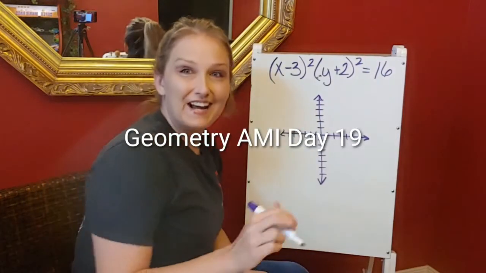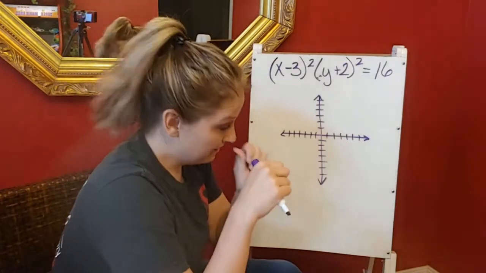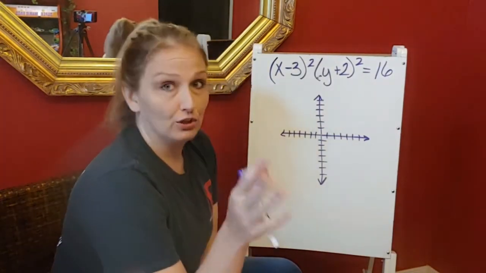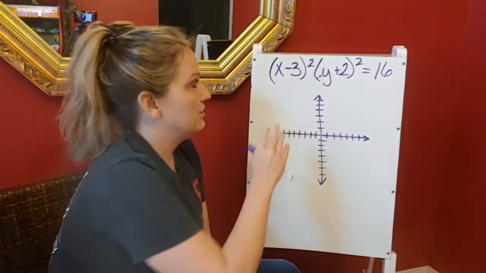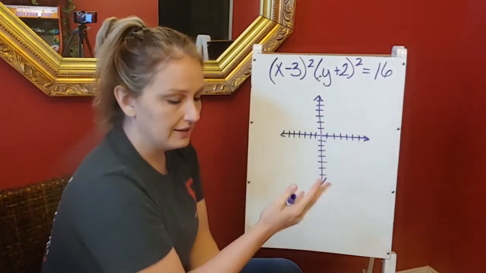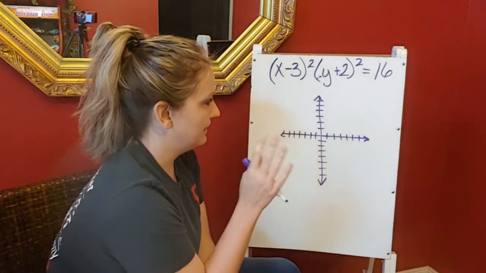Geometry. Welcome to day 19 of your AMI packet. We are almost done with these videos. We are so close. But today we're talking about circles, okay? And you'll be given an equation. This is an equation of a circle right here, and then you're asked to graph it. So let's look at graphing this first.